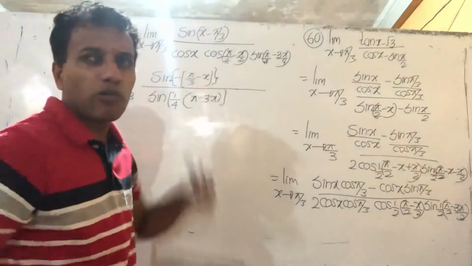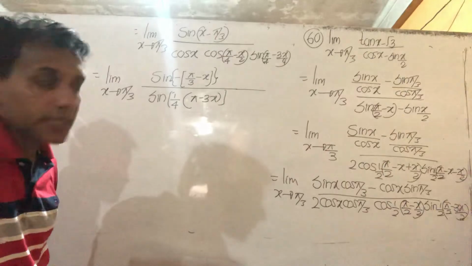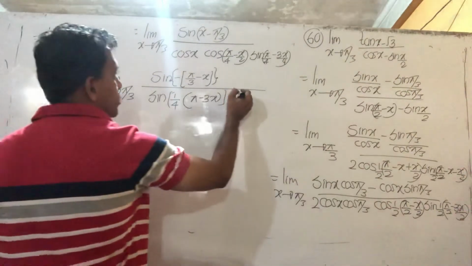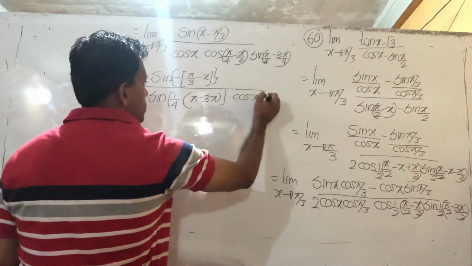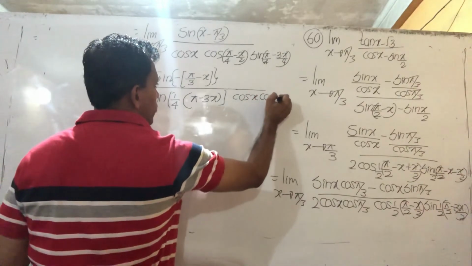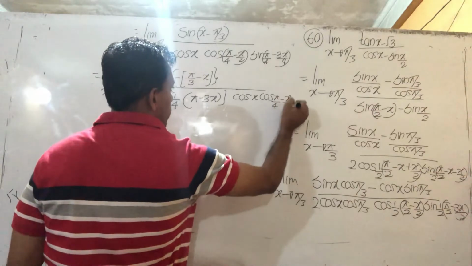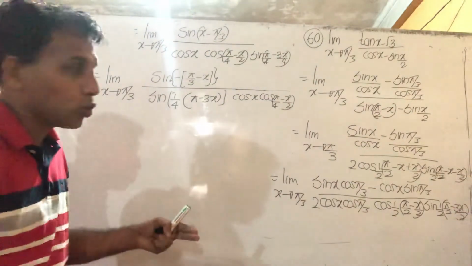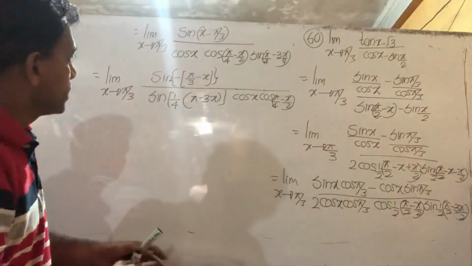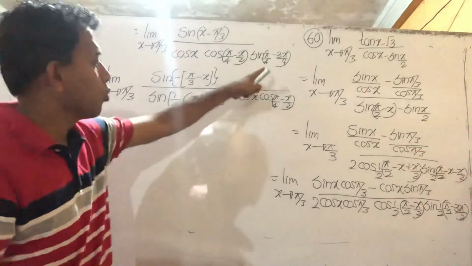I took the 1/4 out, right? Sine of pi minus 3x. So the additional part is what? Cos x into cos of pi by 4 minus x by 2. Very useful. I am explaining this slowly; try to identify this pattern. Is everything okay? Yes. So I took the 4 out.